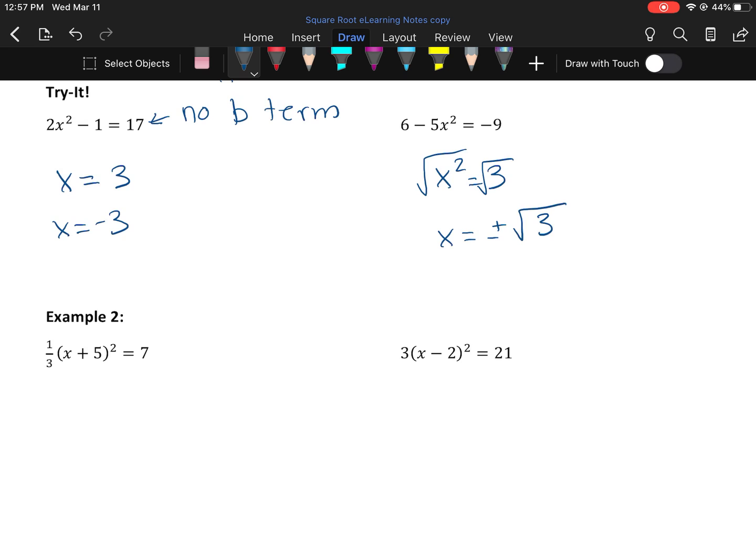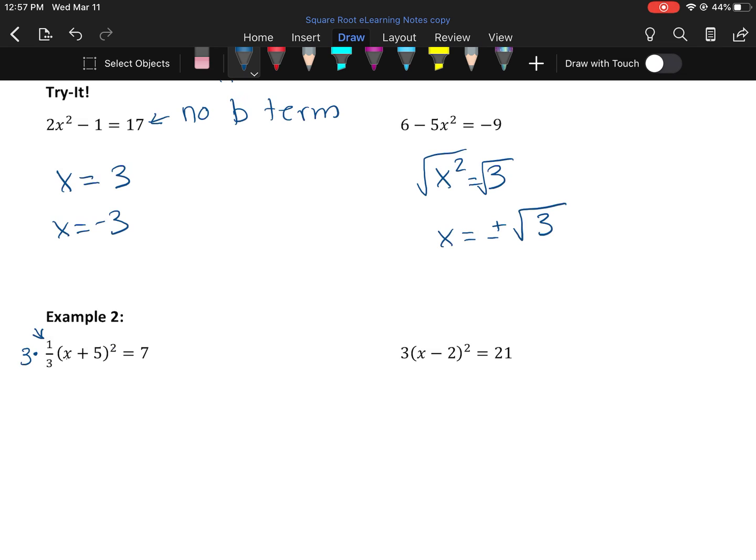Down here, because this is getting squared, we really still have an x squared. So we're still missing that b term. I'm not going to distribute here. We're just trying to get x squared by itself. So I'm going to get rid of this number first.